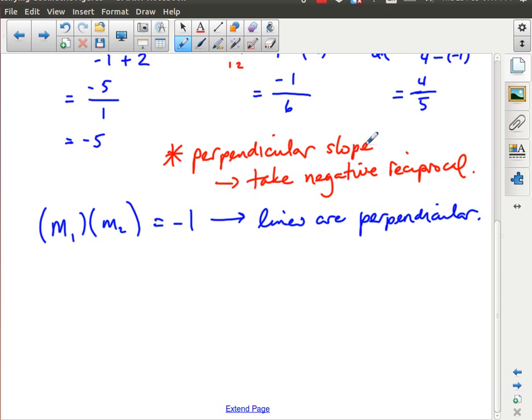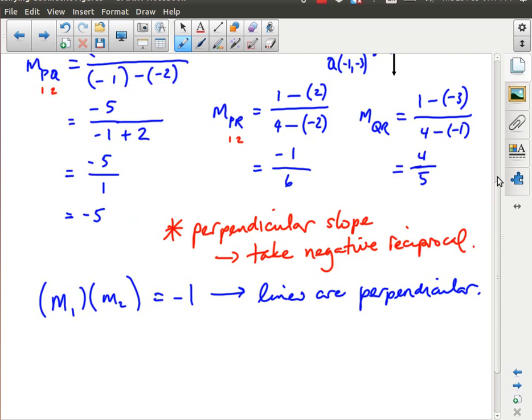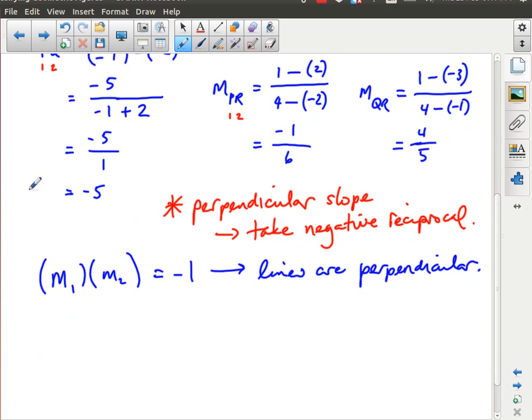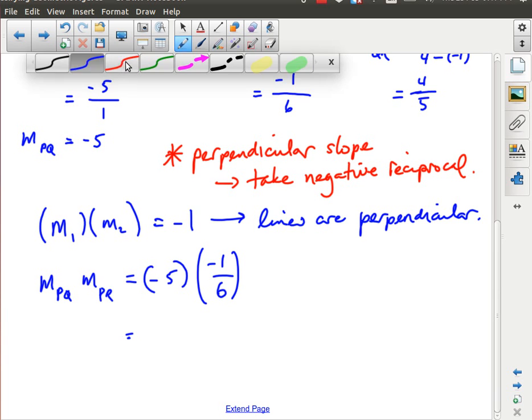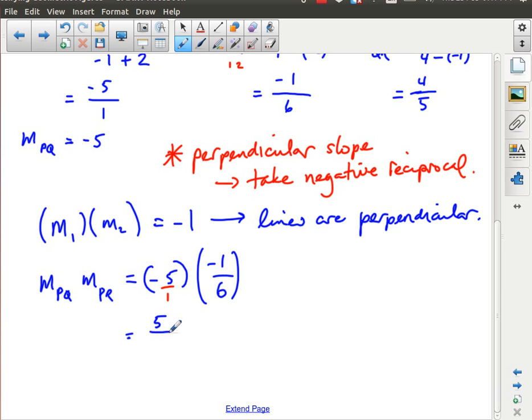So let's see whether or not that's actually the case here. We have PQ. So the slope of PQ is equal to -5. So I'm going to say slope of PQ times the slope of PR is equal to -5 multiplied by -1/6, which is equal to, a negative times a negative becomes a positive. Don't forget that this -5 is the same as -5/1. So -5 times -1 is simply equal to +5. 1 times 6 is equal to 6. Is that equal to -1? No, it's not. So that means that these are not perpendicular.